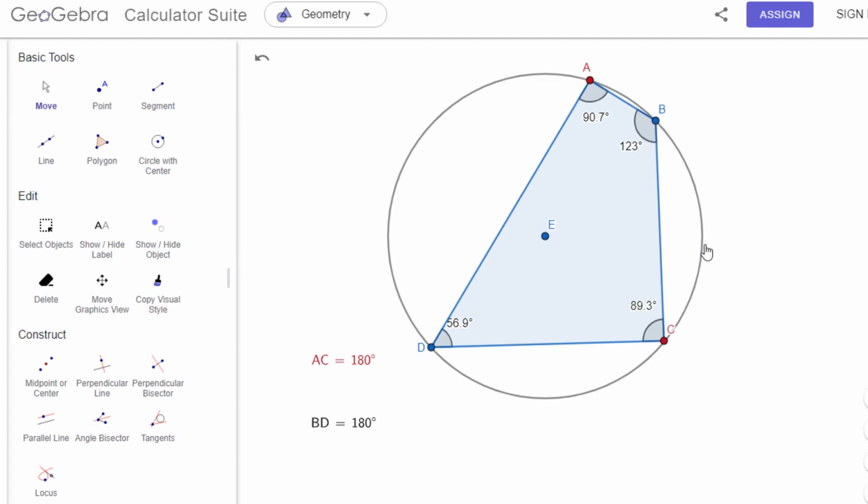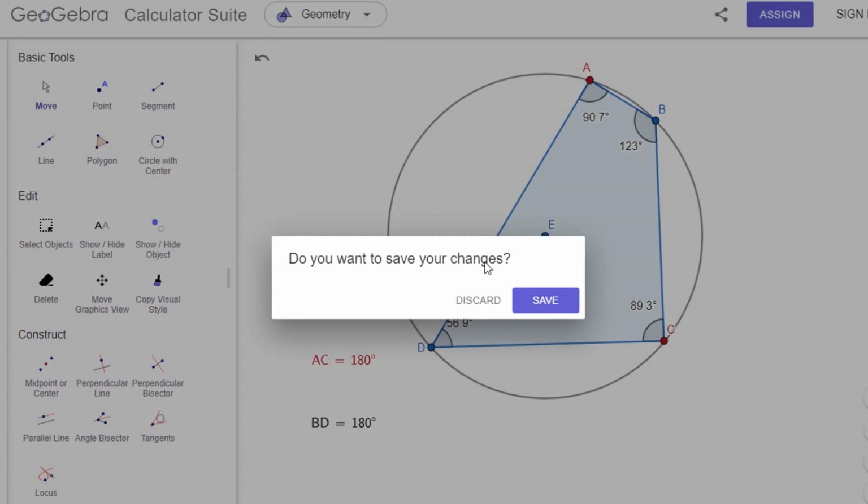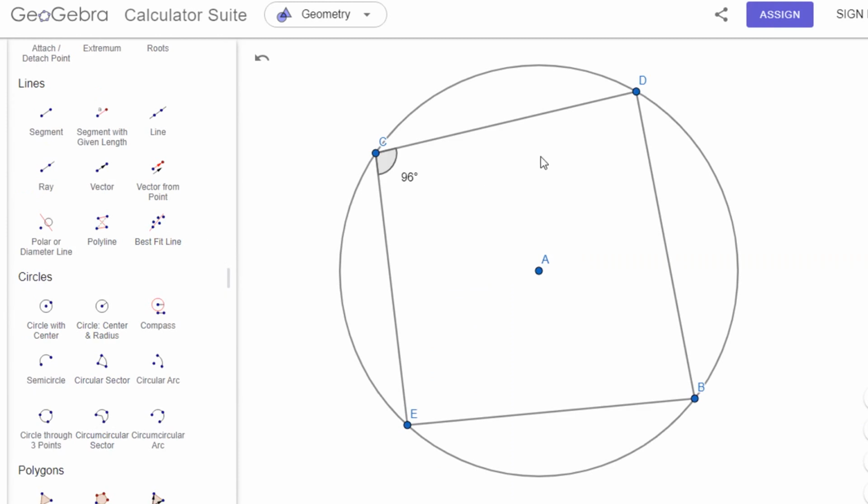So let me give you an instance of how a question can come in the exam, and we can call it a day. So let me just get rid of all these angles, like so. Let me just clear out. So in the exam, it might come that this is a cyclic quadrilateral. CDBE is a cyclic quadrilateral. Then we are told to find the angle B. So how do you do that?